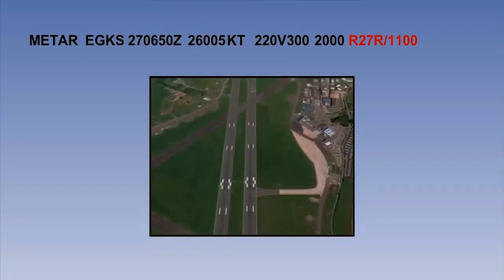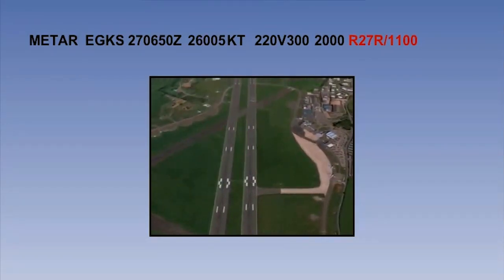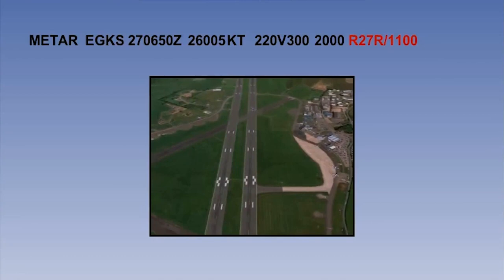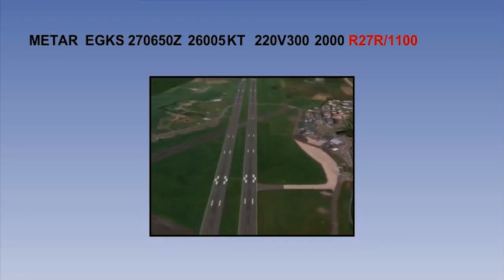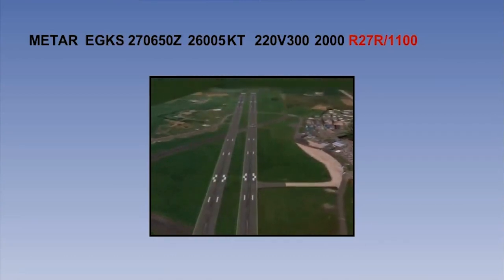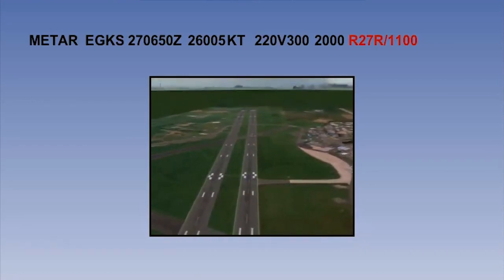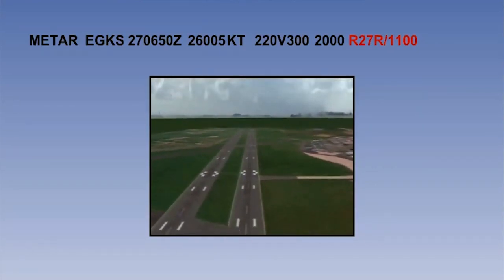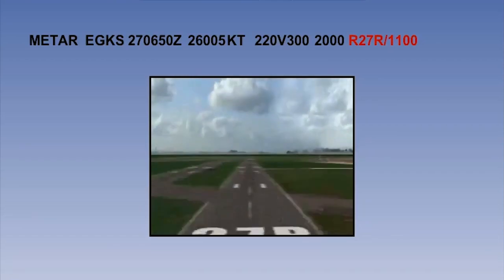In some instances, we can also find the runway visibility information. This is known as RVR, or Runway Visual Range. It's only given when either the horizontal visibility, or runway visual range, is less than 1500 meters.